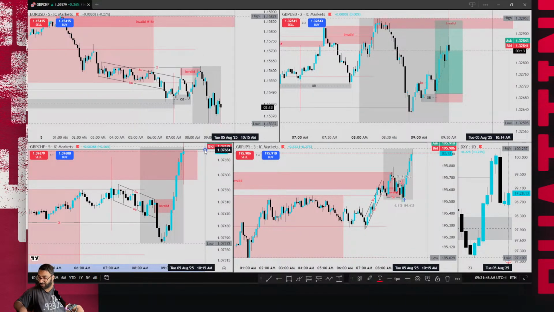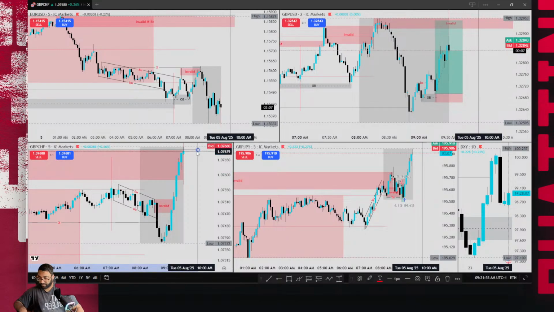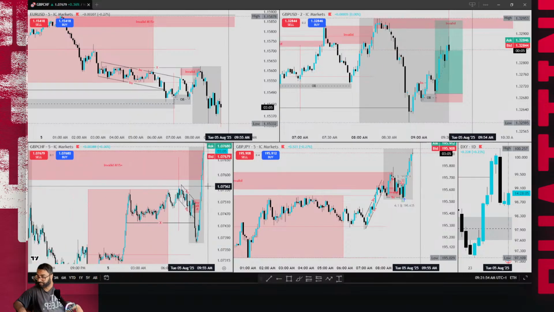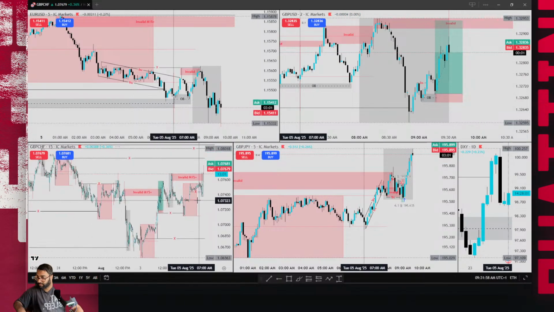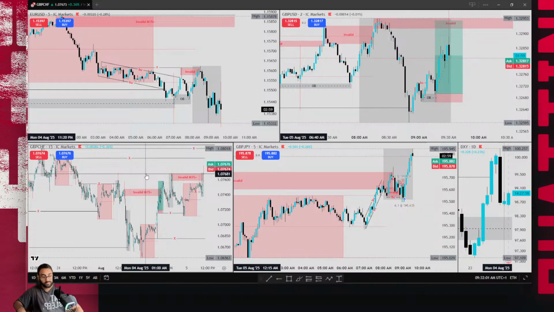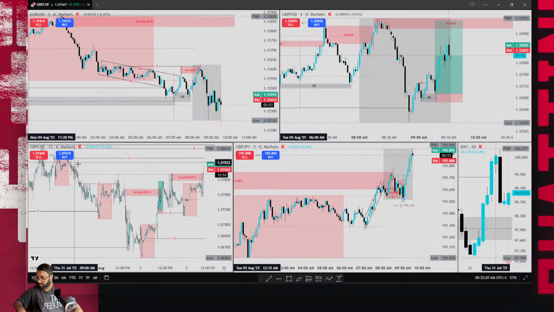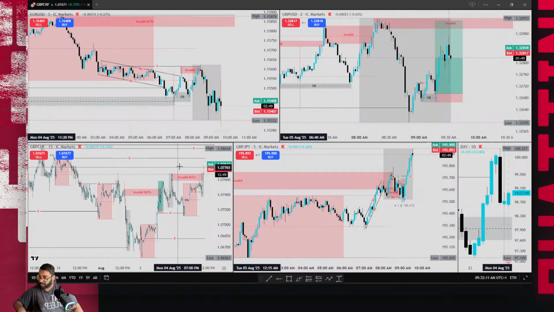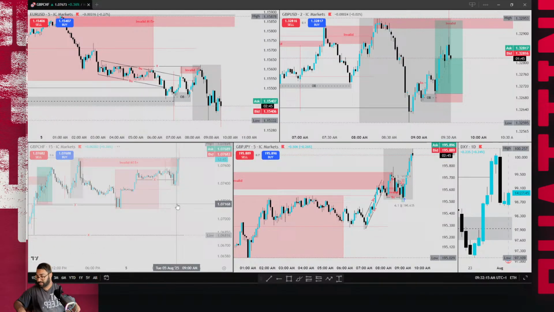Right, so now that's taken there. That zone's failed. You got this build up right here as well, so you might see price spike with the build up and take that and then shoot down on GBPCHF.